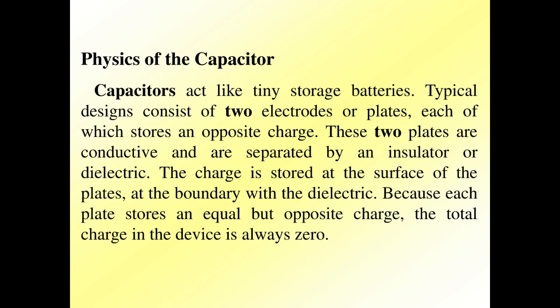Physics of the capacitor. Capacitors act like tiny storage batteries. Typical designs consist of two electrodes or plates, each of which stores an opposite charge. These two plates are conductive and are separated by an insulator or dielectric. The charge is stored at the surface of the plates at the boundary with the dielectric. Because each plate stores an equal but opposite charge, the total charge in the device is always zero.